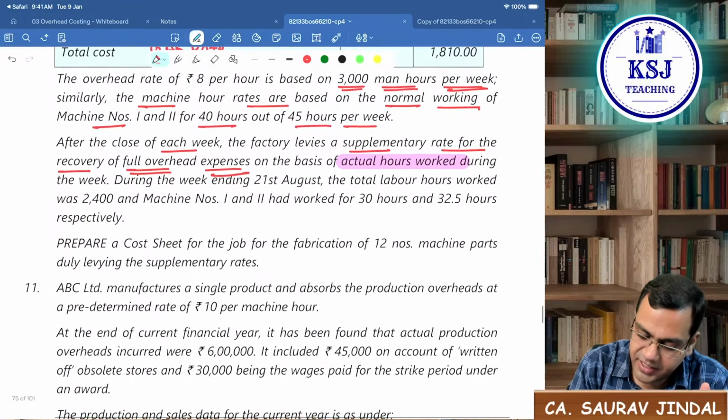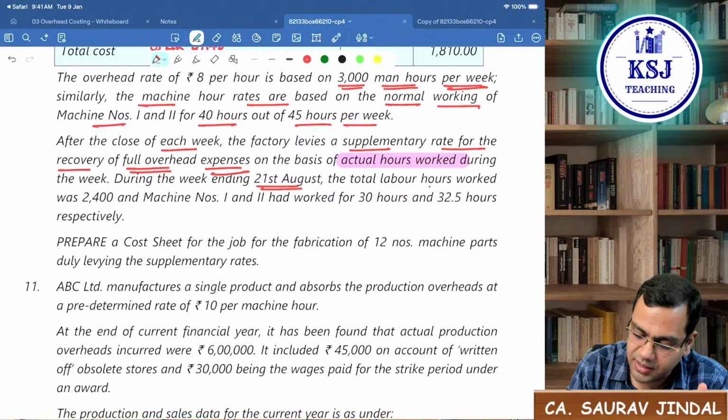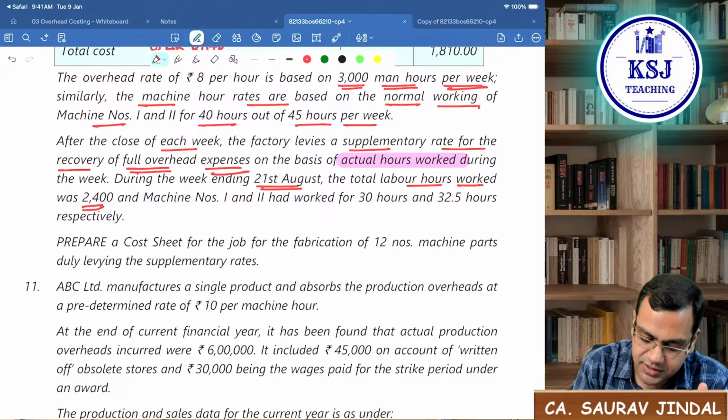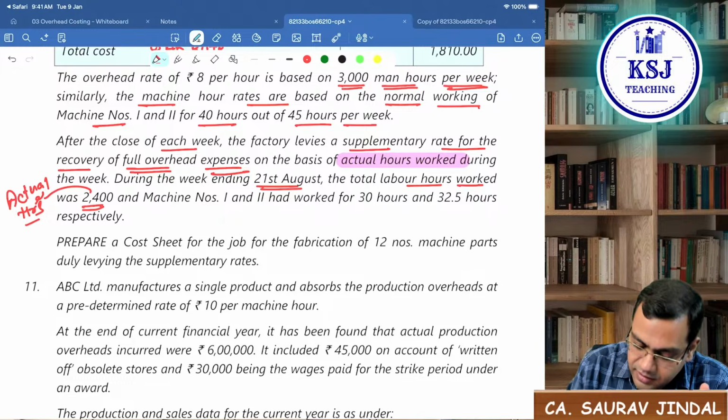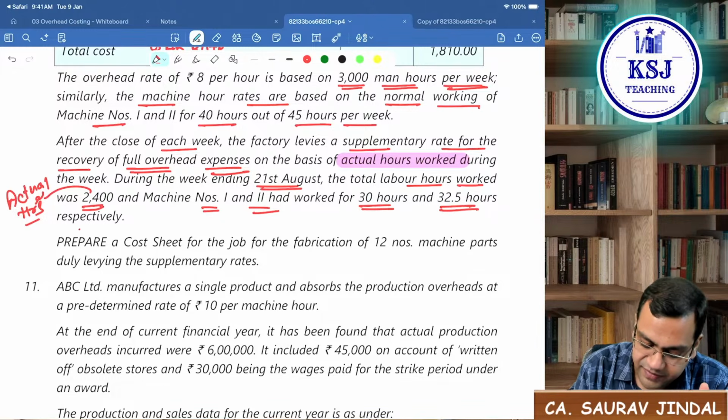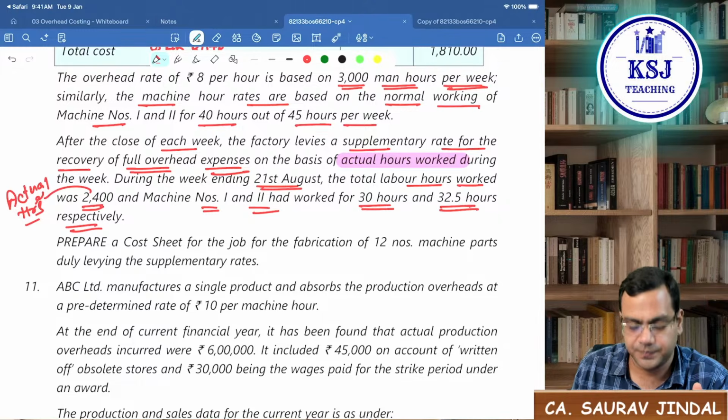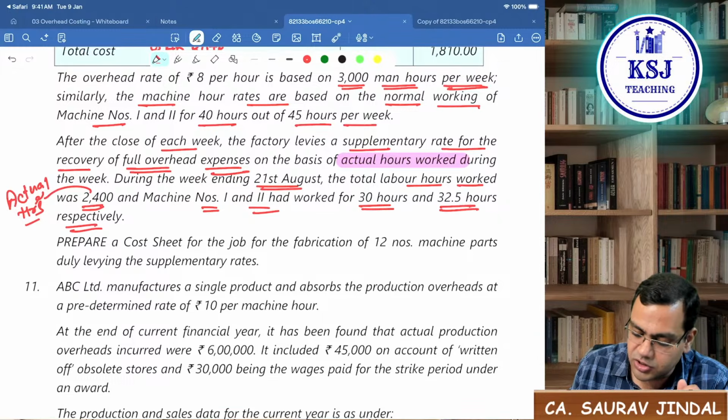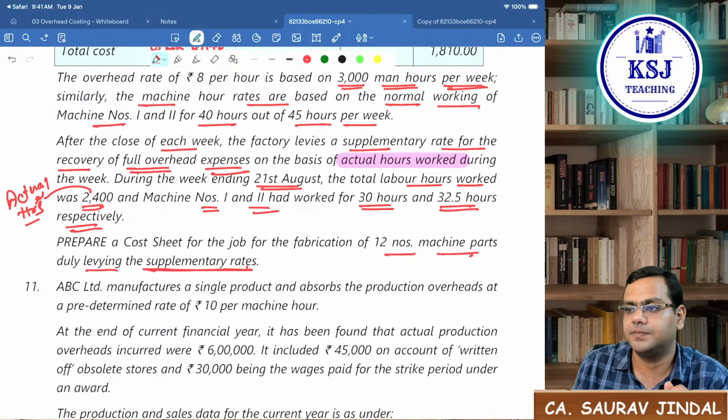During the week ending 21st of August, the total labor hours worked were 2400. This is your actual labor hours. And the machine number 1 and 2 had worked for 30 hours and 32.5 hours respectively. Prepare a cost sheet for the job for the fabrication of 12 number machine part, duly levying the supplementary rate.